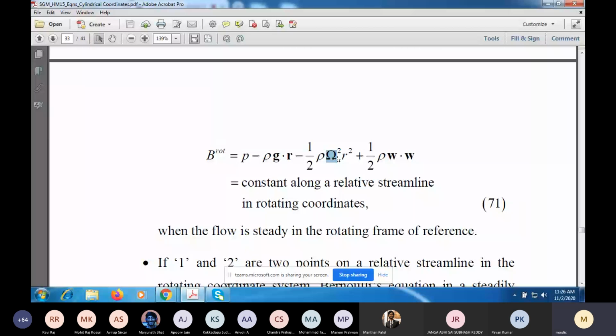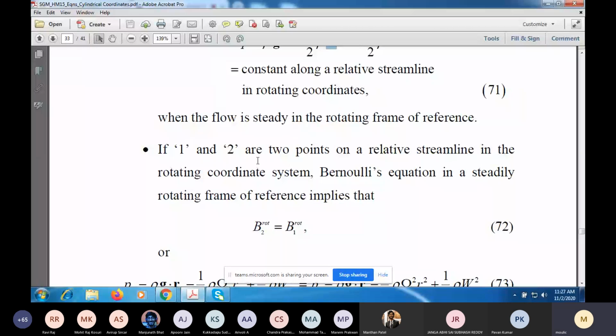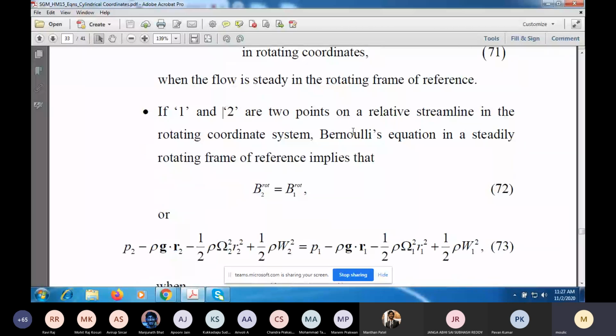Okay, so in the translating frame, this third term on the right hand side was not there, but you had something here. Of course, W's definition was different. It was the velocity relative to the translating frame. Now it is a velocity relative to the rotating frame. But note this additional term which is coming because this is a non-inertial frame. Okay. So if you have 2 points on a relative streamline, which I denote as 1 and 2, then I can simply write Bernoulli's equation as B rod 2 equal to B rod 1.